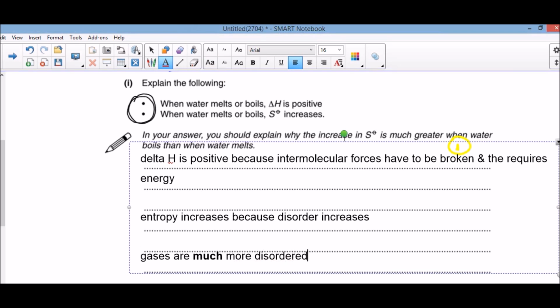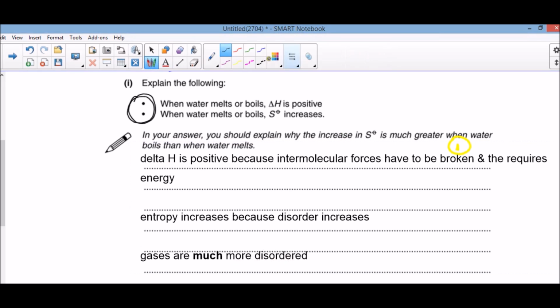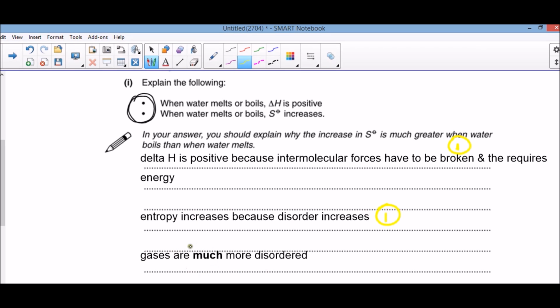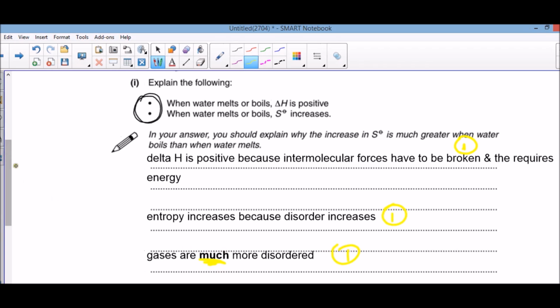Okay, so 3 marks, and let's just run through them again. We've explained why delta H is positive. We've got to put energy in to break those intermolecular forces. If we're going from a solid to a liquid to a gas, then entropy is going to increase because disorder increases. And then we need to make some sort of statement about the fact that gases are the most disordered, but we need to get this idea that they are much more disordered across, because this is in bold on the mark scheme. So you don't have to word it exactly like that, but you must get that idea across. And they're the 3 marks for that question.